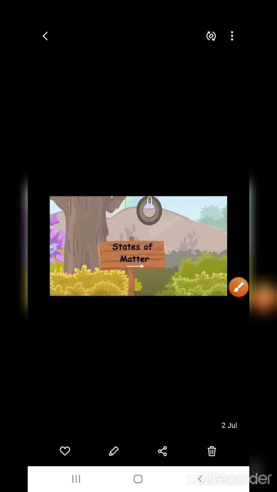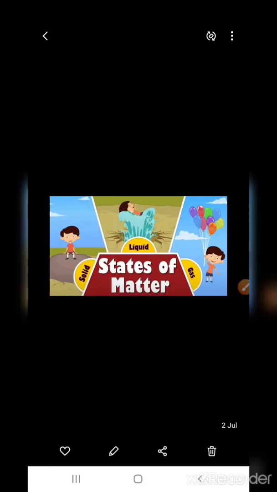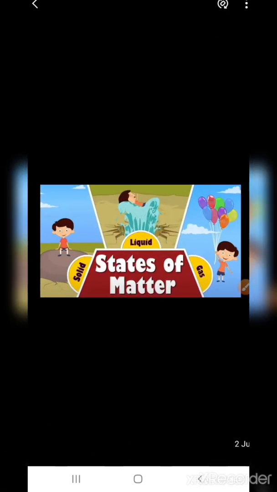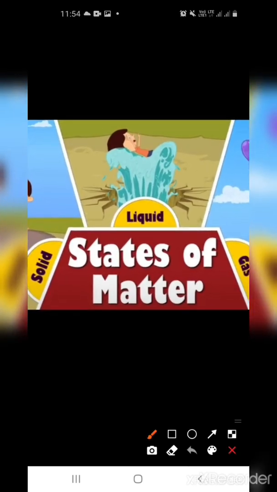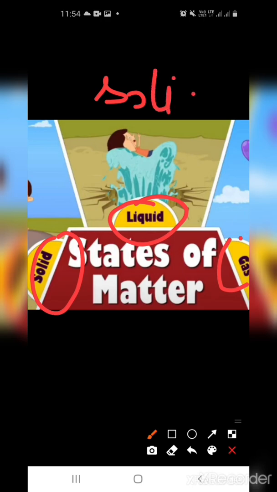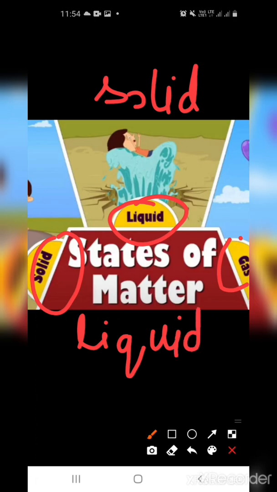Now we are talking about states of matter. There are 3 states of matter. You can see here the 3 states of matter are solid, liquid and gas. We can also write here: solid, liquid and gas. So these are the 3 states of matter. Let's start with the solid.